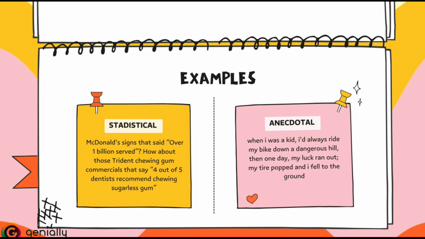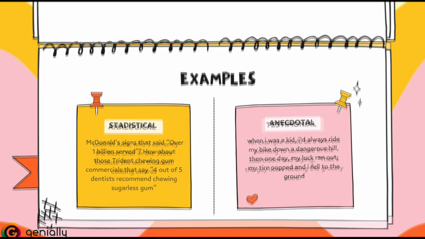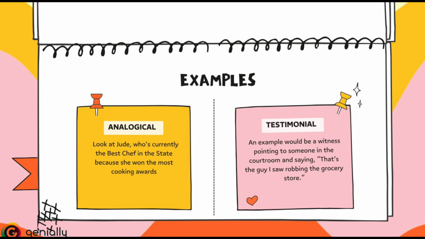Anecdotal. When I was a kid, I would always ride my bike down a dangerous hill. Then, one day, my luck ran out. My tire popped and I fell to the ground. Analogical. Look at Judd, who's currently the best chef in the state because she won the most cooking awards.